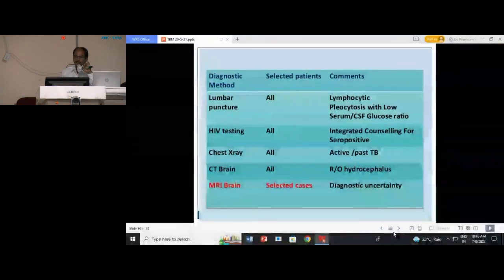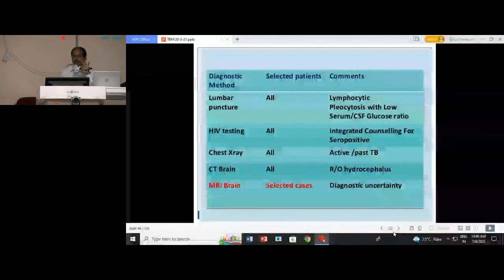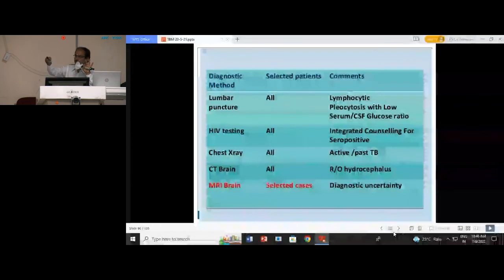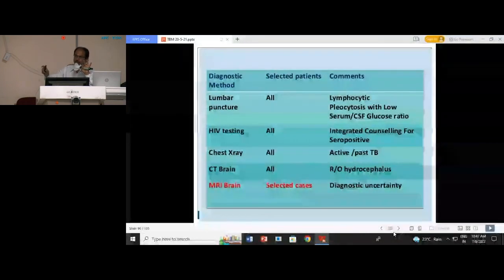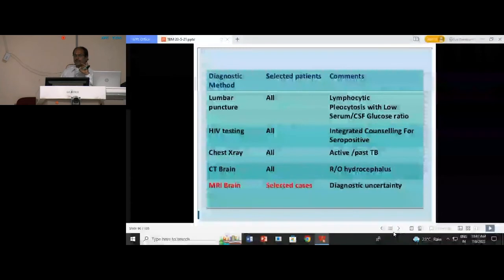HIV testing in all patients. Every patient suspected of TBM, you have to take lumbar puncture after CT or MRI. HIV testing is a must. Chest X-ray is a must when you are on rounds. When you are suspecting TBM, the HIV report should be there, CT or MRI should be there, LP should be there, chest X-ray should be there. Very simple, all available in KGH and all government hospitals. Chest X-ray you can easily do.